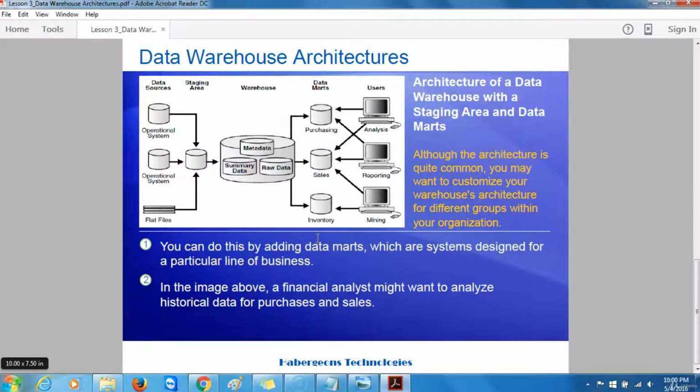Data marts are systems designed for a particular line of business. The figure shared in this slide illustrates an example where purchasing, sales, and inventory are separated. In this example, a financial analyst might want to analyze historical data for purchases and sales, or mine historical data to make predictions about customer behavior. Easy and fairly straightforward. Bear in mind also going forward that data marts are an important part of many data warehouses.